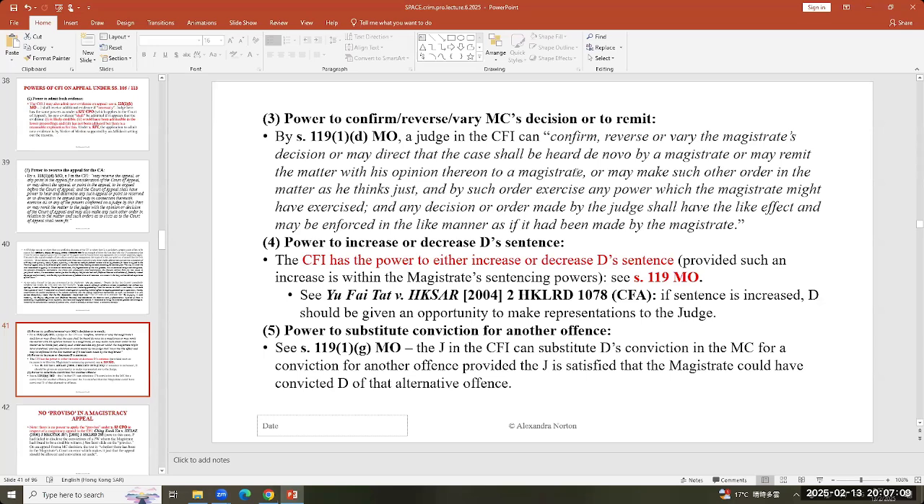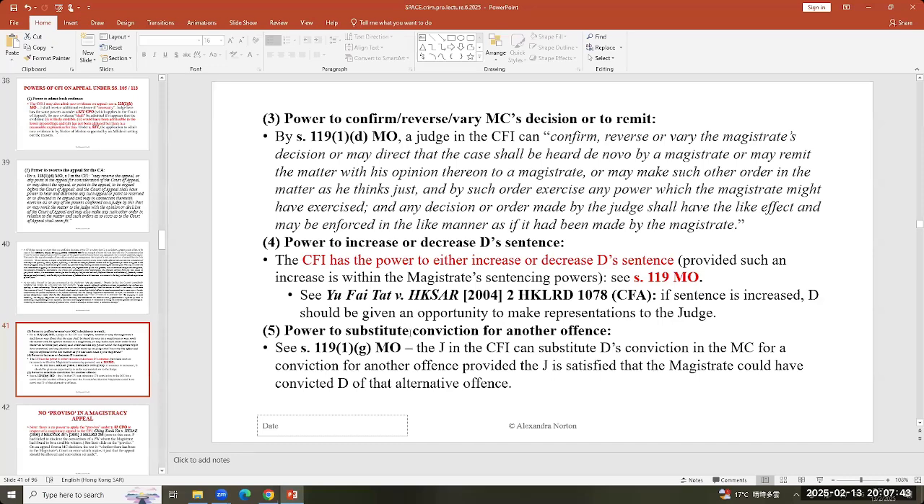And he can exercise any power that the magistrate could have had, make any decision that the magistrate could have made. He also has the power to either increase or decrease the defendant's sentence, provided that the sentence is within the jurisdiction of the magistrate's court. So where the defendant's appealing sentence, you have to warn your client that one of the risks of that appeal could be that his sentence is increased. That's section 119.